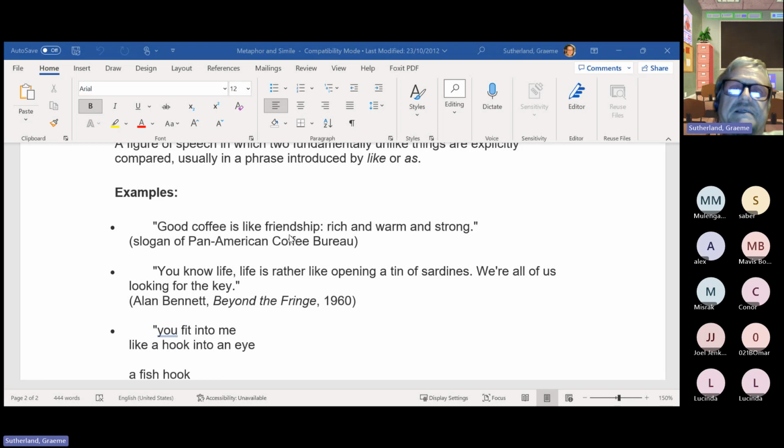Well, what I'm asking is, good coffee is like friendship, rich and warm and strong. What is that actually saying about the coffee? Because they're trying to sell us coffee. So why? Go on. Yeah, they are telling us how rich and warm the coffee is for the friends.